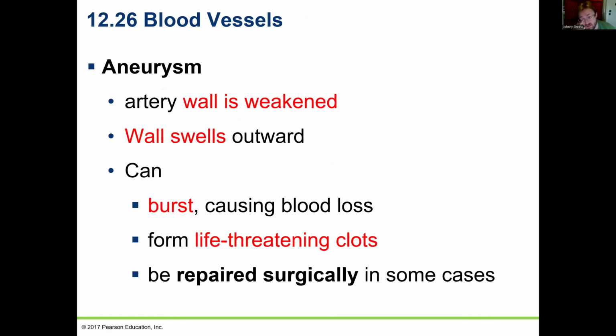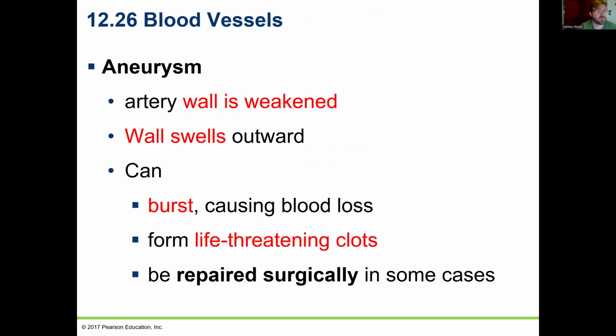A couple common diseases of the arteries. An aneurysm is when an artery wall is weakened and then the wall swells outward. If this bursts, the individual is going to have some very severe internal bleeding. It also can form life-threatening clots, which in turn can cause strokes and other issues that are associated with clotting when you don't want clotting. This can be corrected surgically in some cases.